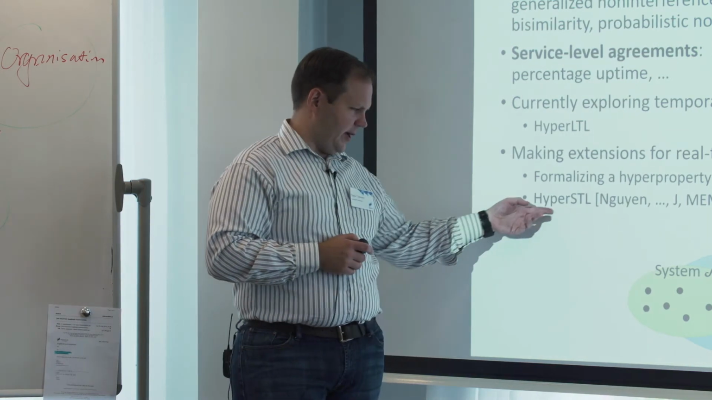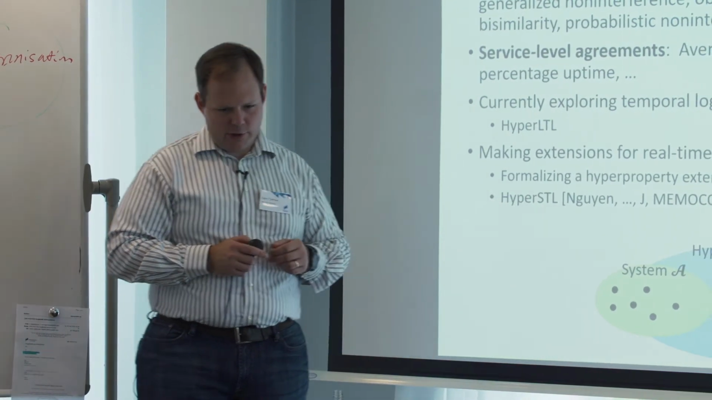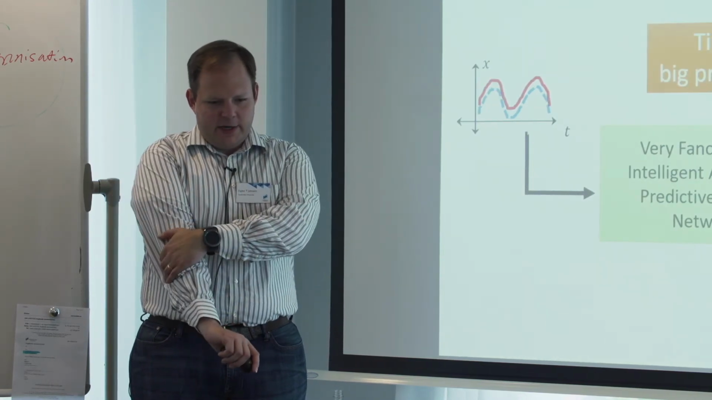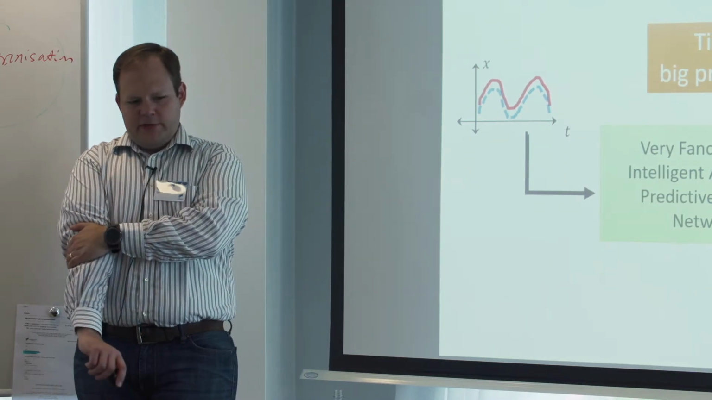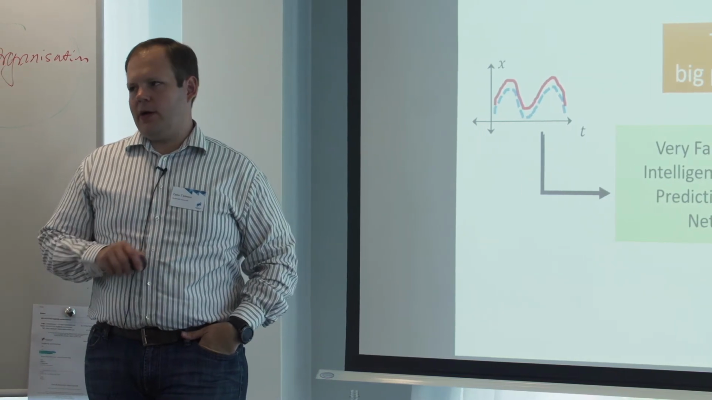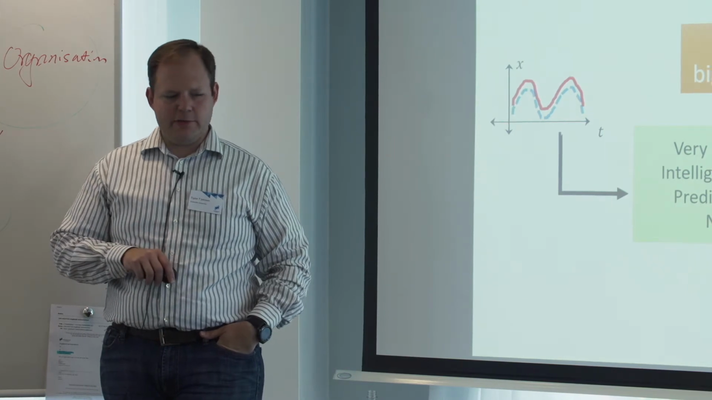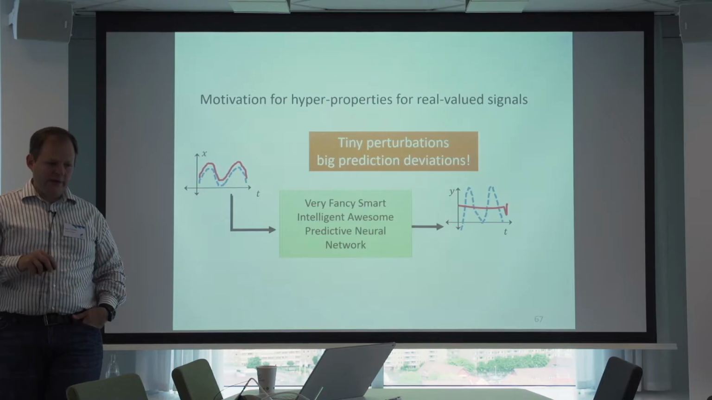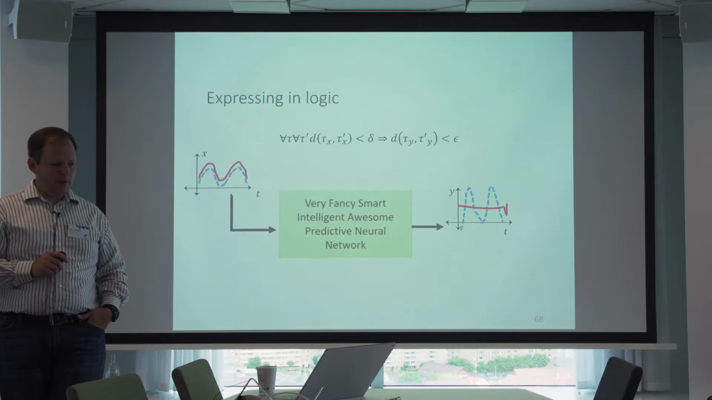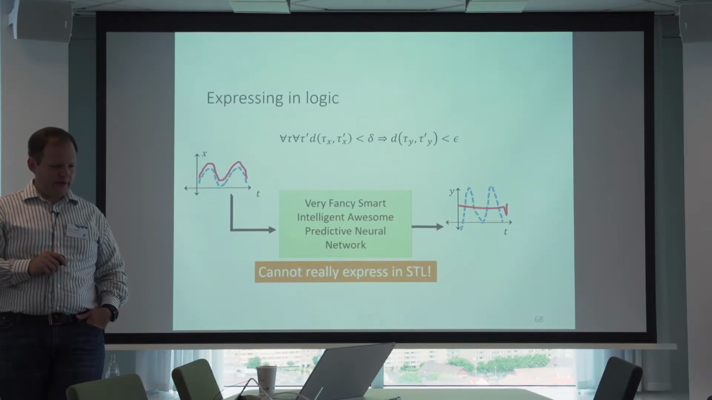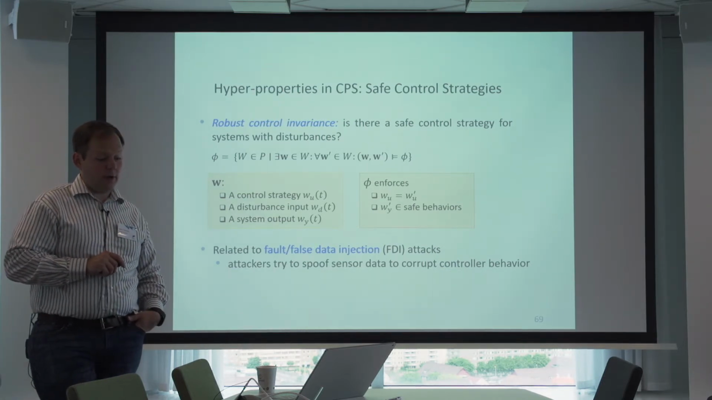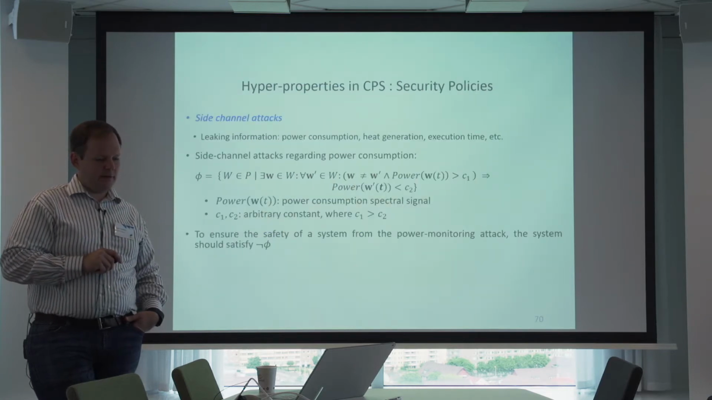We have some work in formulating a hyperproperty version of signal temporal logic that so far we weren't thinking about too much in the context of autonomous systems, but we think this may be useful in characterizing things like robustness, so that we don't have small perturbations leading to large changes, which is what's happening if we look at what adversarial machine learning methods are doing. We can express these kinds of robustness properties in hyper-STL, but not in normal signal temporal logic, and some other kinds of specifications as well.